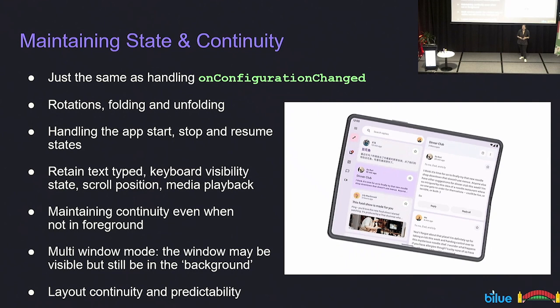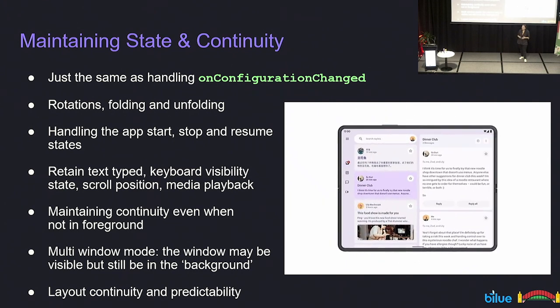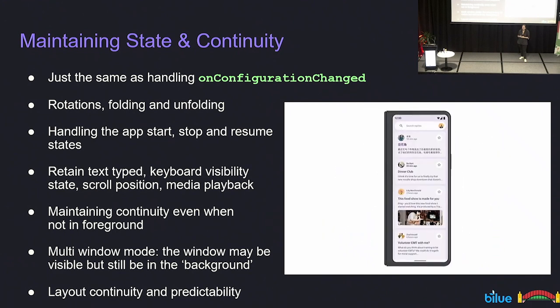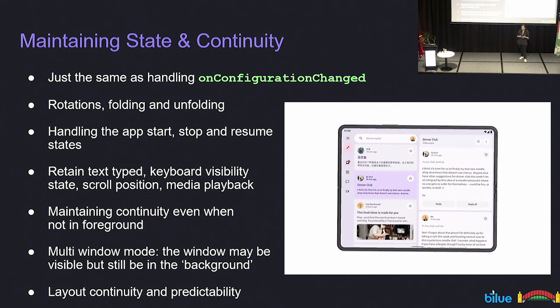So we want to make sure we have layout continuity and predictability. We don't want to surprise the user by suddenly showing something that they're not expecting, or when they're folding or unfolding their device, suddenly the app looks entirely different and they don't know where they're up to.